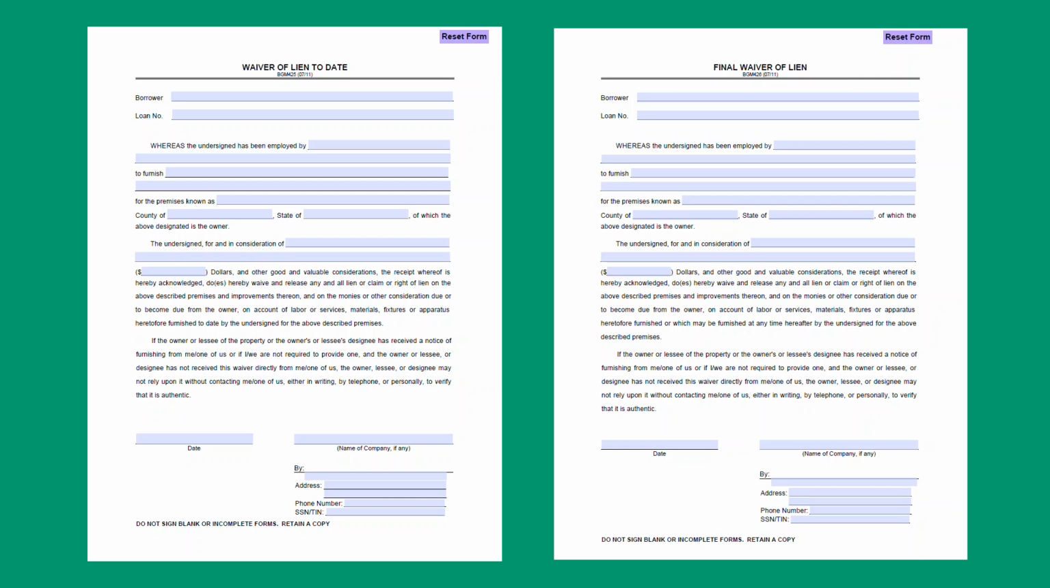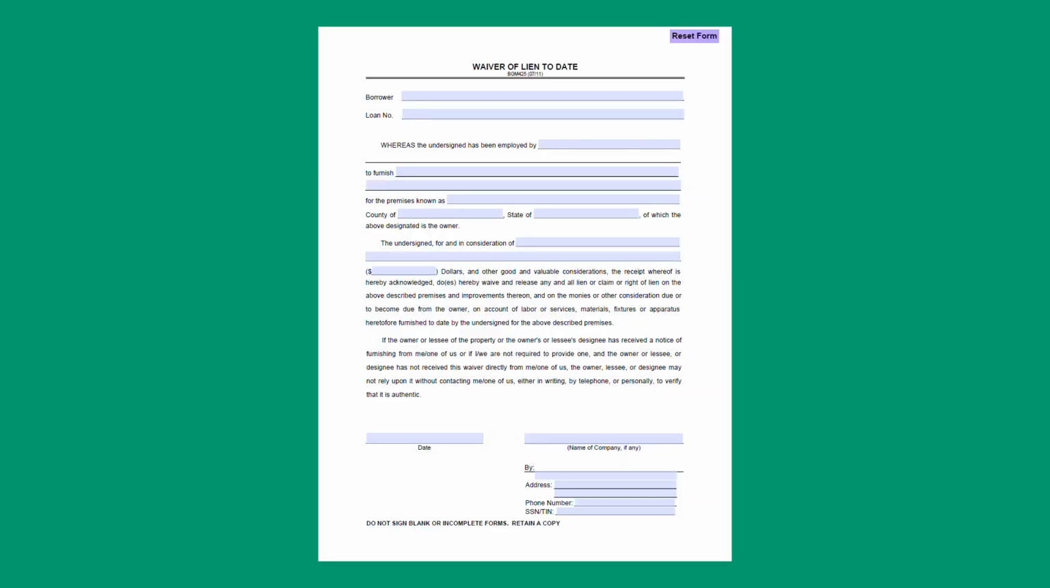Let's take a look at how to fill out your lien waiver. The top of the lien waiver notes who the contract is with. This will either be the property owner or the general contractor on the project. Next, fill in the description of the work being performed. Add in the name of the project as well as the address of the property.